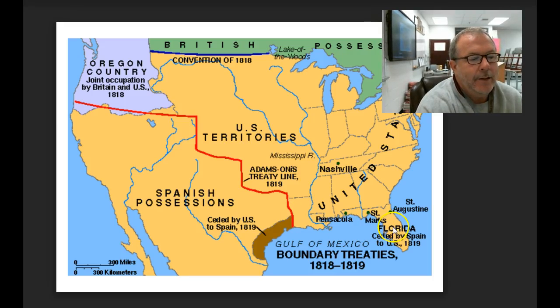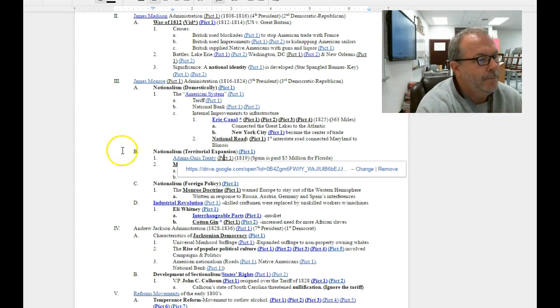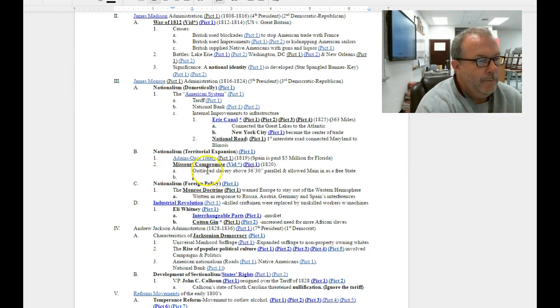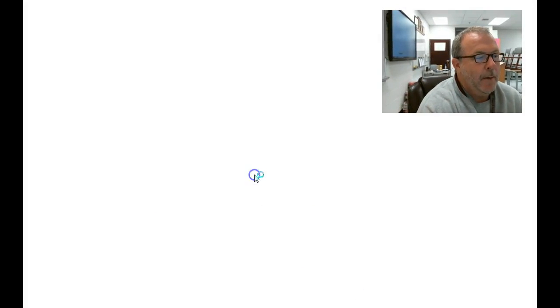So the United States bought Florida from Spain, but also in the Adams-Onis Treaty of 1819, established the southern border of the United States with Spain. And so you can see this established with the red line. Another example of territorial expansion that occurred during this time period was the Missouri Compromise.